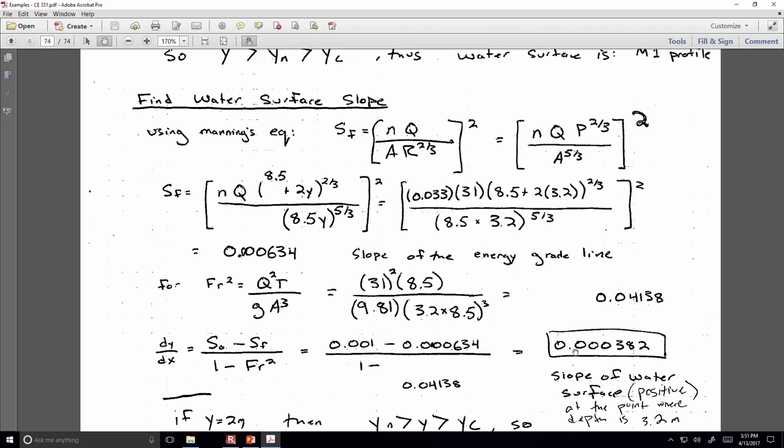So what we get is the slope of the water surface is a positive number. It's not changing a lot in the direction of flow, 0.000382. So at this particular location, that means that the water depth is increasing in the direction of flow. And hopefully that makes sense.